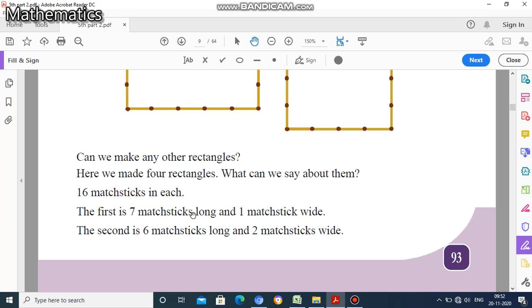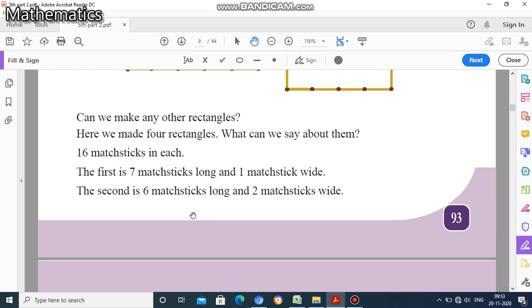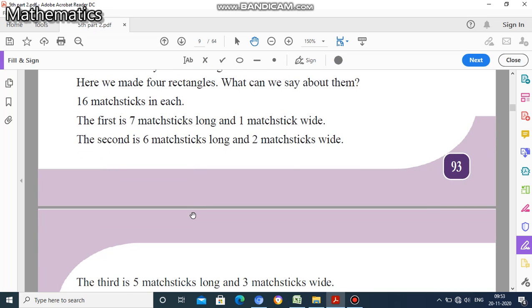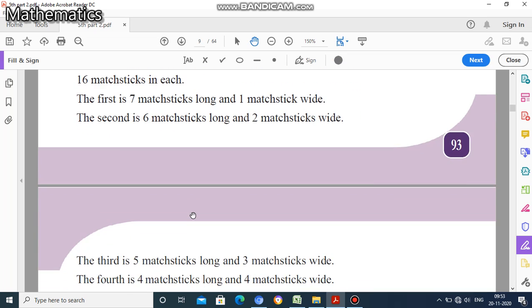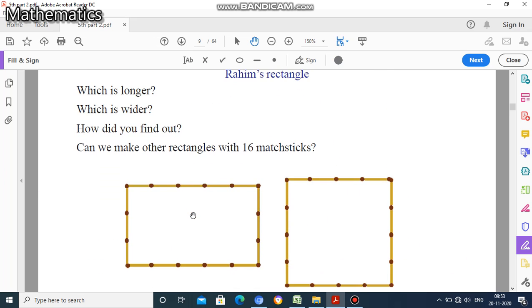Okay, listen. I am analyzing. The first is 7 matchsticks long, 1 matchstick wide. That is Joe's rectangle. The second, 6 matchsticks long and 2 matchsticks wide. Third, 5 matchsticks long and 3 matchsticks wide. Fourth, 4 matchsticks long and 4 matchsticks wide.